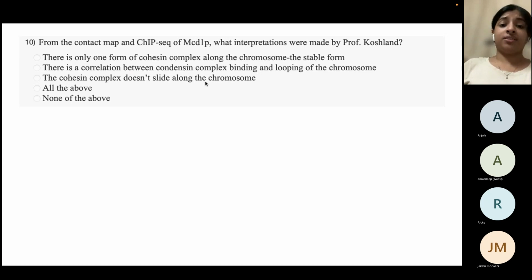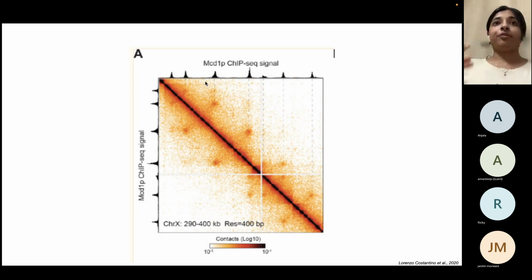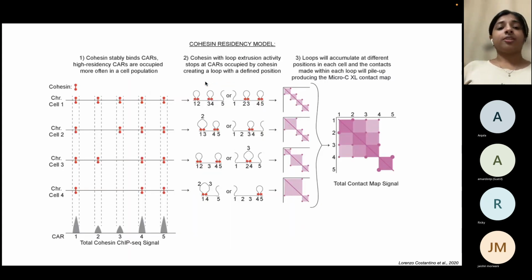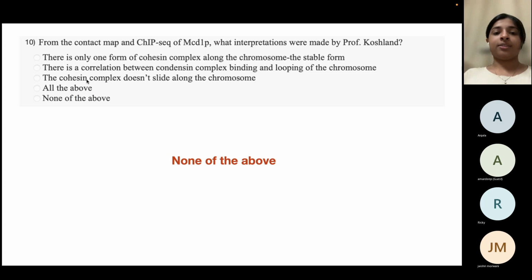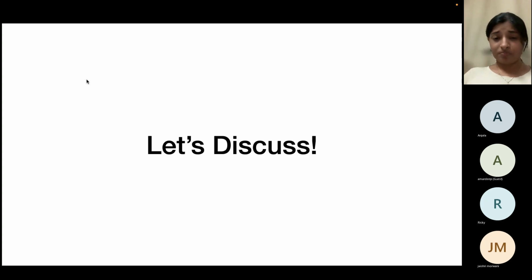The cohesin complex doesn't slide along the chromosome. This is also wrong, because the cohesin complex keeps moving from one region to another, binds, and dissociates. So it does slide along the chromosome, and that is how it is able to identify these high residency CARs to which it stably binds. This summary figure shows stably bound cohesin at high residency CARs. There is also dynamic cohesin. Once they're stably bound, they're not removed. These two regions then associate with each other, forming the loop. So the answer to this question would be none of the above.